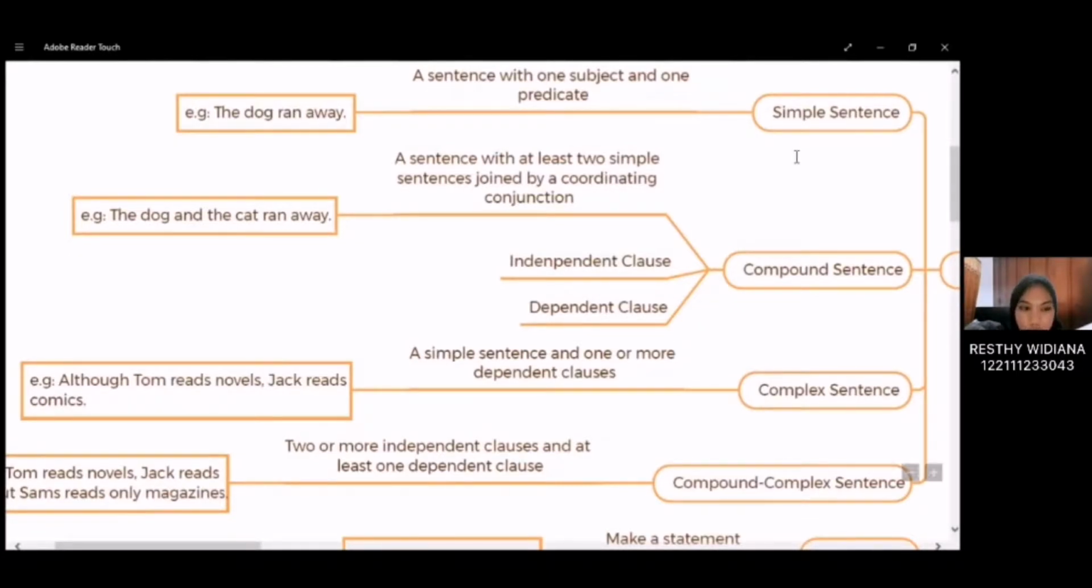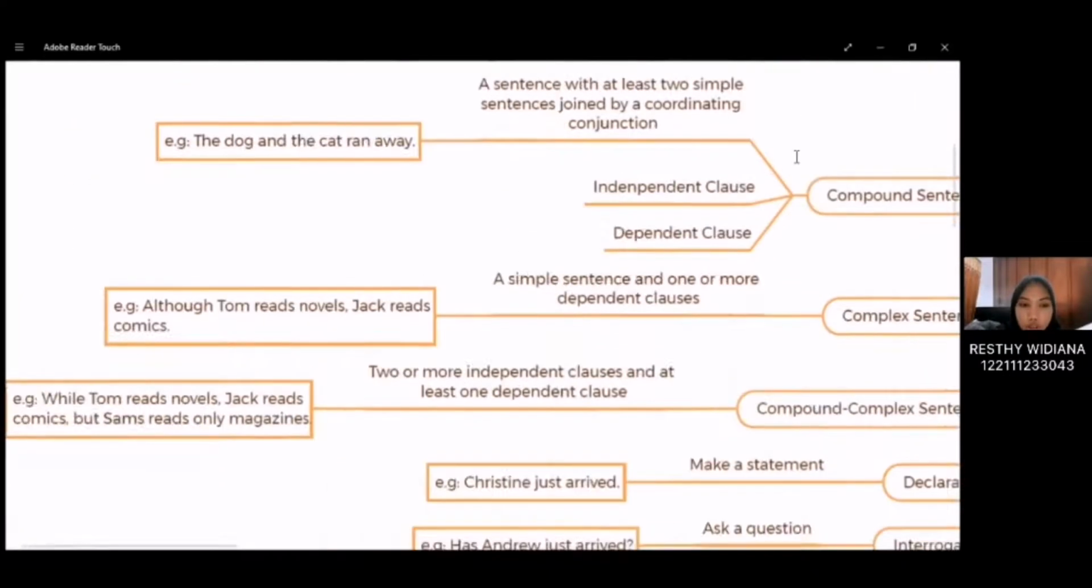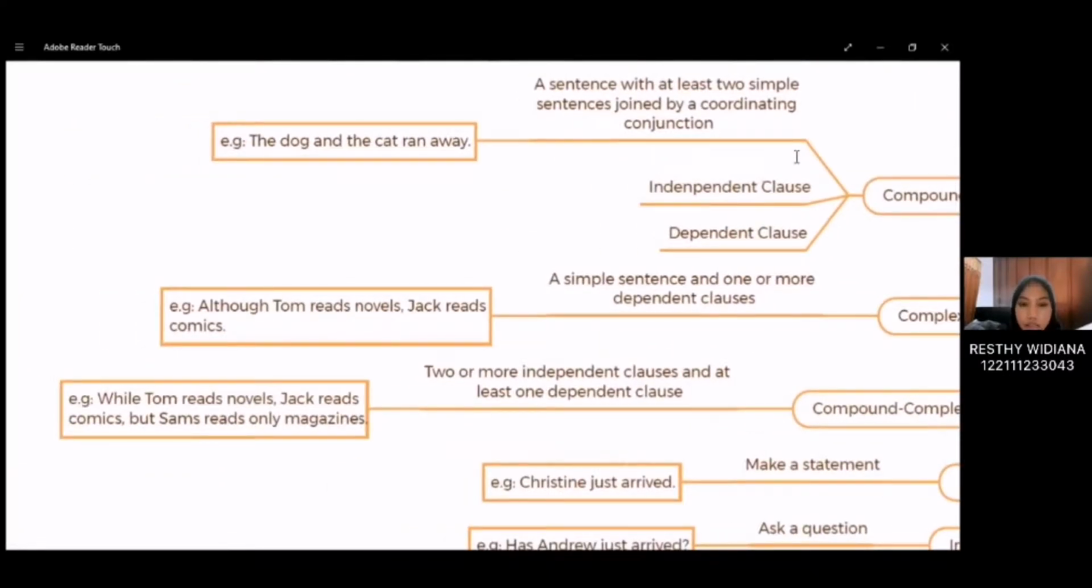Next, complex sentence. A sentence that contains a simple sentence and one or more dependent clauses is called a complex sentence. For example, although Tom reads novel, Jack reads comic. And the last, compound complex sentence. Sentences that have 2 or more independent clauses and at least one dependent clause are called compound complex sentences. For example, while Tom reads novel, Jack reads comic, but Sam reads only magazine.